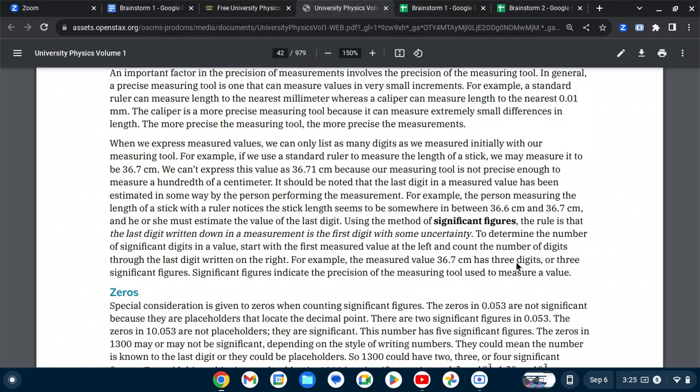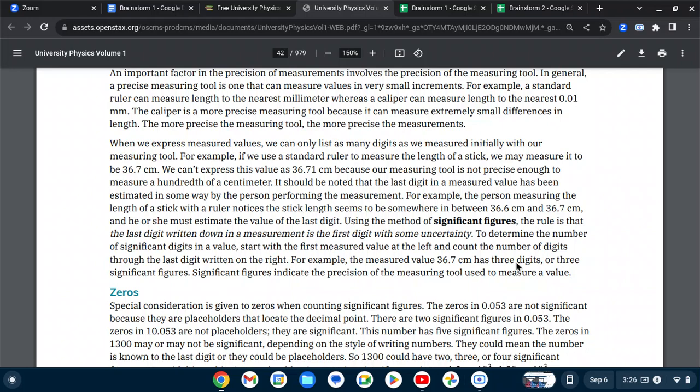When we express measured values, we can only list as many digits as we measured initially with our measuring tool. For example, if we have a standard ruler to measure the length of a stick, we may measure it to be 36.7 centimeters. We can't express this value as 36.71 because our measuring tool is not precise enough to measure 1/100th of a centimeter. It should be noted the last digit in a measured value can be estimated in some way by the person performing the measurement. For example, the person measuring the length of a stick with a ruler notices that the stick seems to be somewhere in between 36.6 and 36.7 centimeters, and he or she must estimate the value of the last digit.